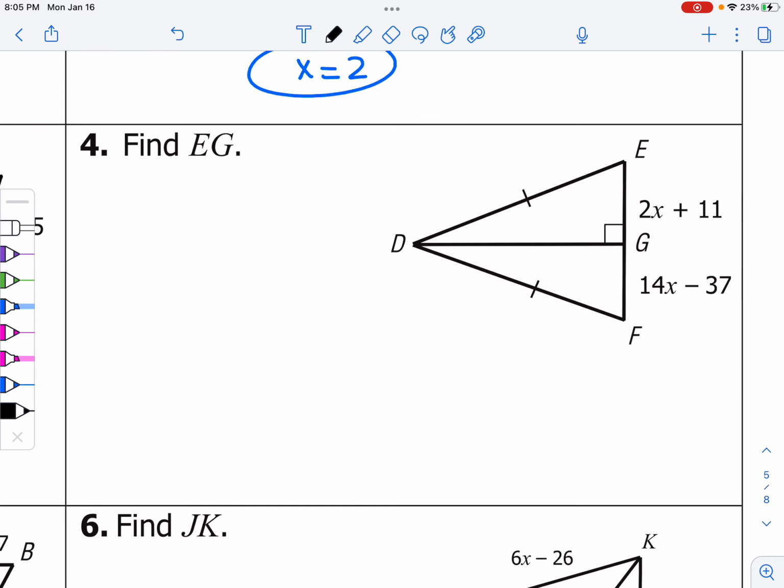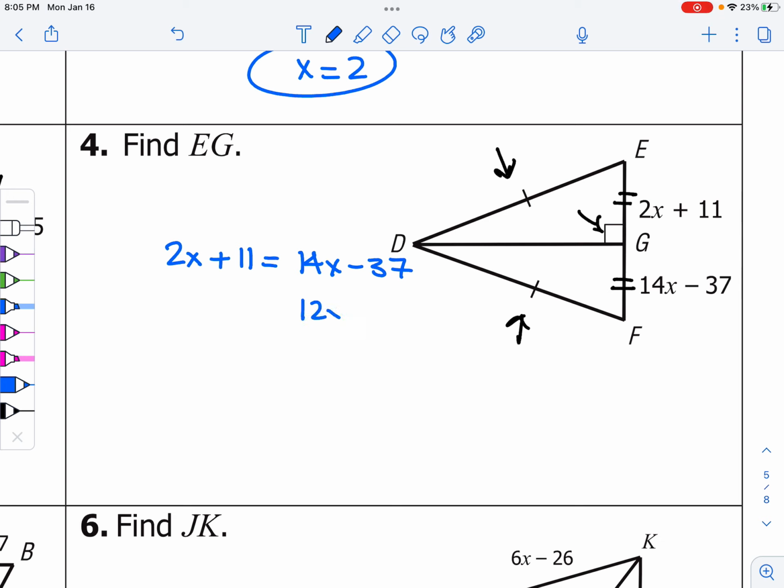And number 4, we're going to find EG. I see that my hypotenuses are the same. I see that I have that 90 degree. That means these sides must be the same also. So I'm going to set those equal. 2x plus 11 equals 14x minus 37.